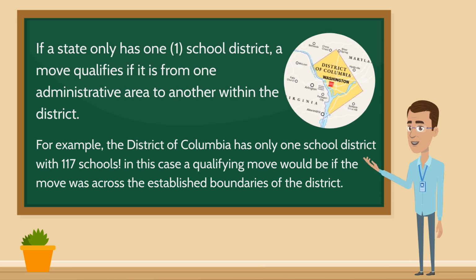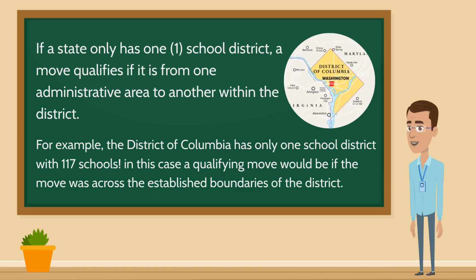If a state only has one school district, a move qualifies if it is from one administrative area to another within the district. For example, the District of Columbia has only one school district with 117 schools. In this case, a qualifying move would be if the move was across the established boundaries of the district.